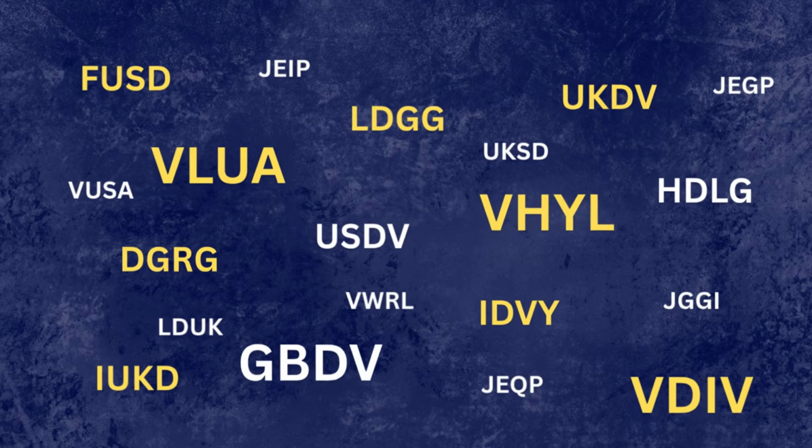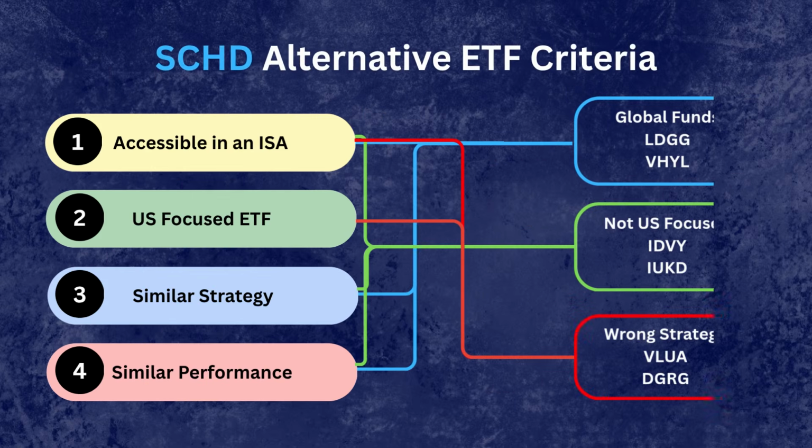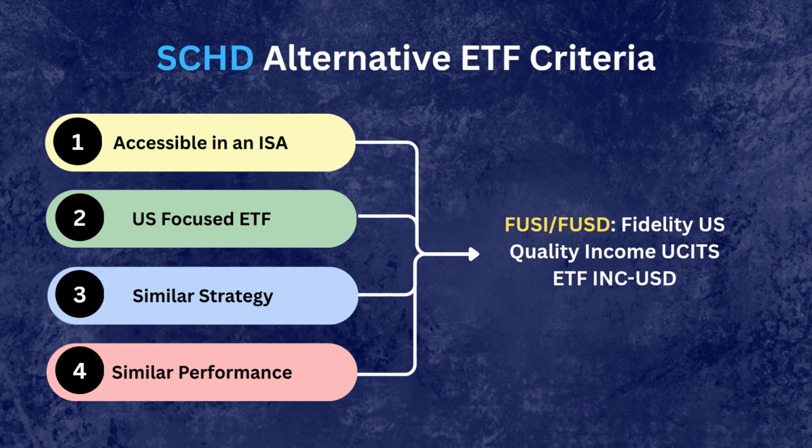At first glance, this looks promising, but once we apply the same 4 filters, things change very quickly. A lot of these funds fall into the familiar traps. Some are UK focused, some are global dividend ETFs, and others don't really follow an SCHD style strategy. After filtering everything down, only one ETF actually ticks all 4 boxes, and that is FUSD.